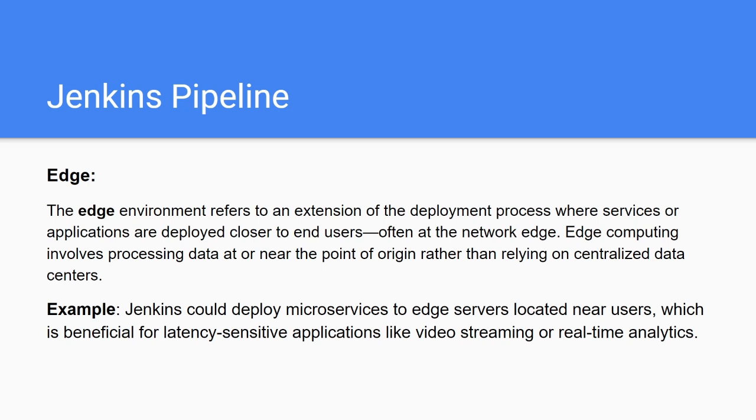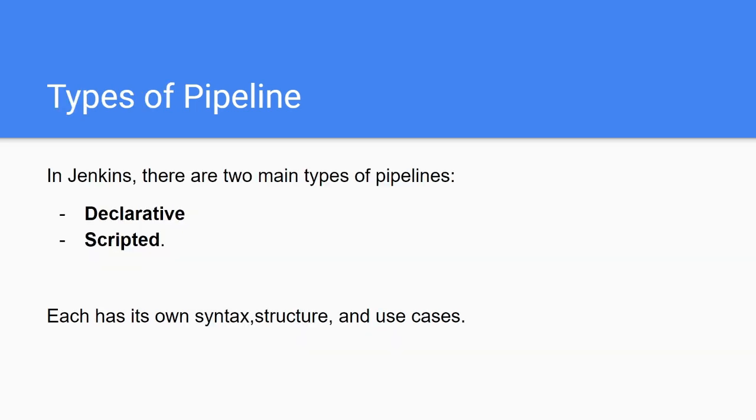Edge. The edge environment refers to an extension of the deployment process where services or applications are deployed closer to the end user, often at the network edge. Edge computing involves processing data at or near the point of origin rather than relying on a centralized data center. For example, Jenkins could deploy microservices to edge servers located near users, which is beneficial for latency sensitive applications like video streaming or real-time analysis.